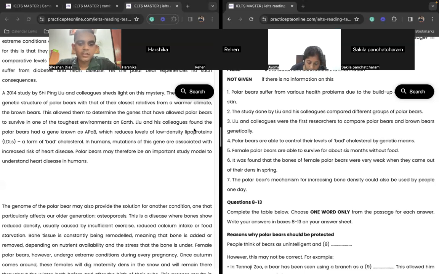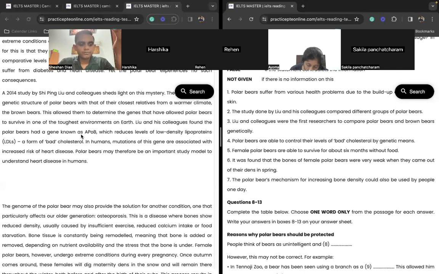Reduce levels of low density lipoproteins, a form of bad cholesterol, using this gene. This information and this information is correct. It tallies. So therefore, it is true. Clear? Now, some of you had a question.